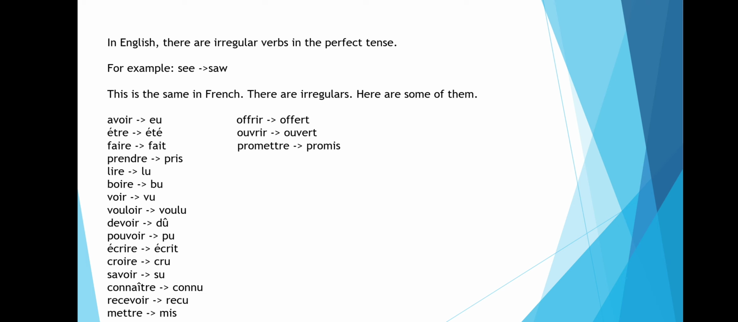So instead of following a regular pattern of past participles, you would use these instead because these are irregular, so they don't follow a pattern.